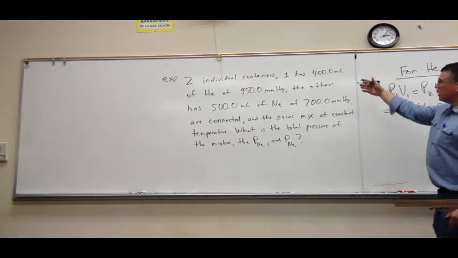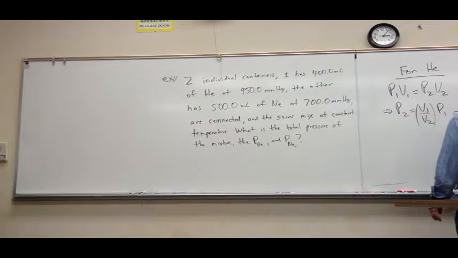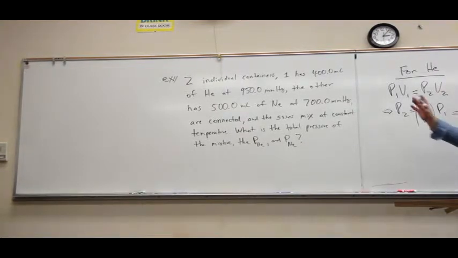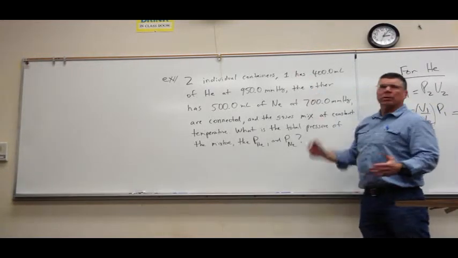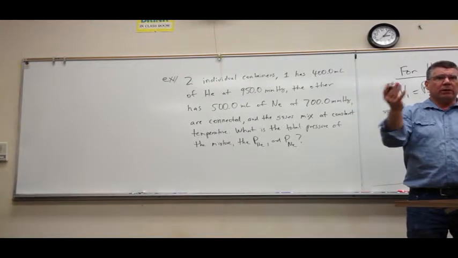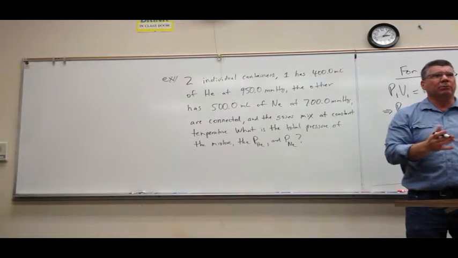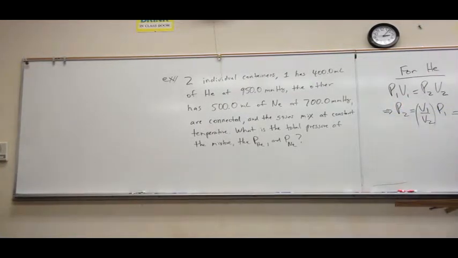helium, it initially had a volume of 400 milliliters. What's its new volume? 900 milliliters, because we're combining the two volumes, right? Do you see the picture? That's the picture that I'm trying to describe here. We have a 400 mil container, a 500 mil container, and then we connect them together, so they're open to each other. So the total volume now is going to be 900 mils. So V2 is 900.